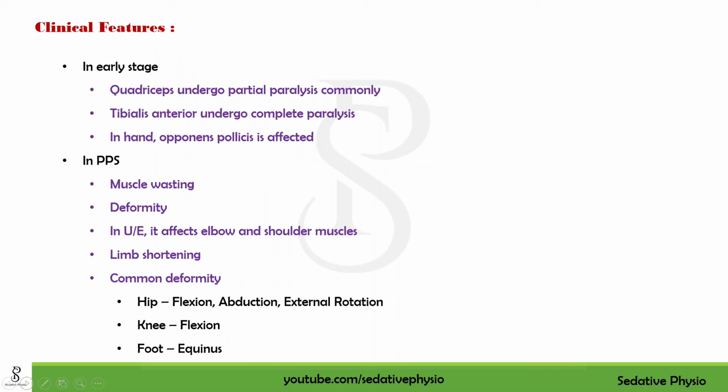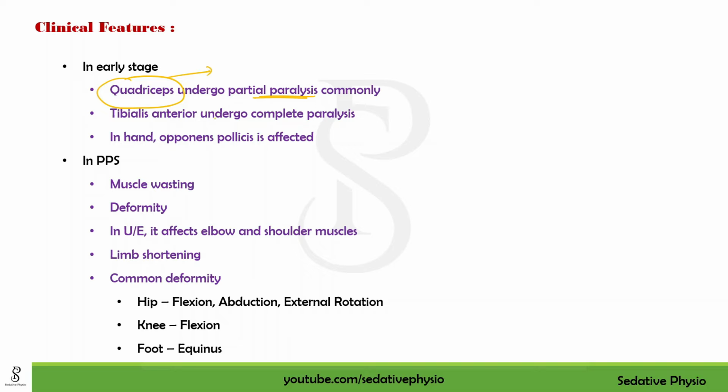Apart from all this, if we divide the symptoms into the early stage and the post-polio syndrome, then in the early stage, apart from those common symptoms that we have discussed just a few seconds ago, the quadriceps can commonly undergo partial paralysis. There are some groups of muscles that are mainly affected. So the quadriceps will undergo partial paralysis. Generally, it is seen that in poliomyelitis, in the initial stage, the quadriceps will undergo the partial paralysis.